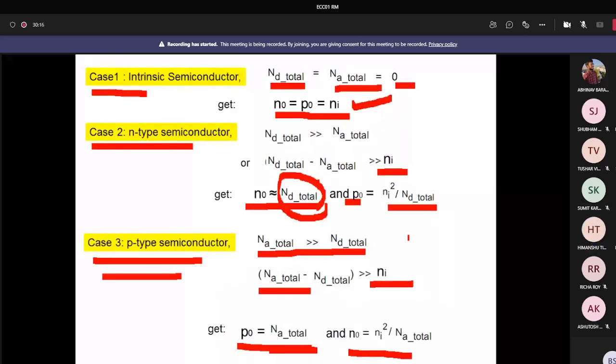If we take equal amounts of donor and acceptor ions, will conductivity also increase? I am asking about equal amounts. Tell me, if we take equal amounts of donor and acceptor, how does conductivity increase? Obviously, for it to increase you have to increase either the Nd value or the Na value.